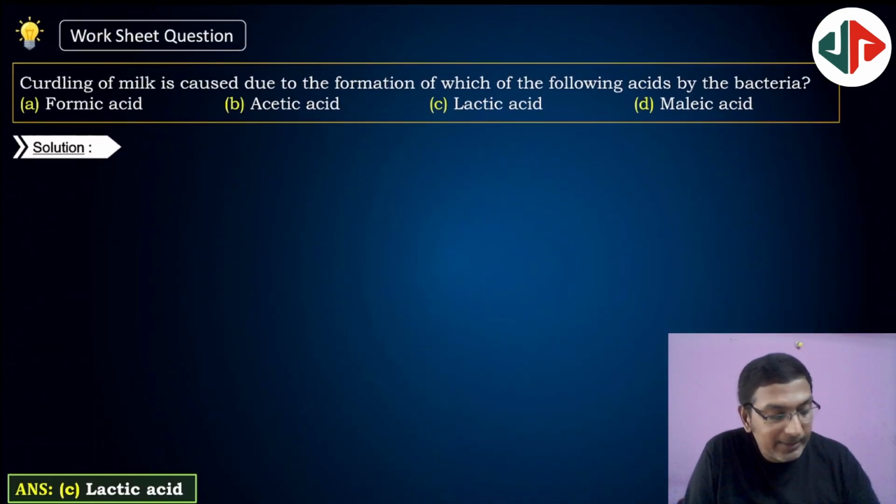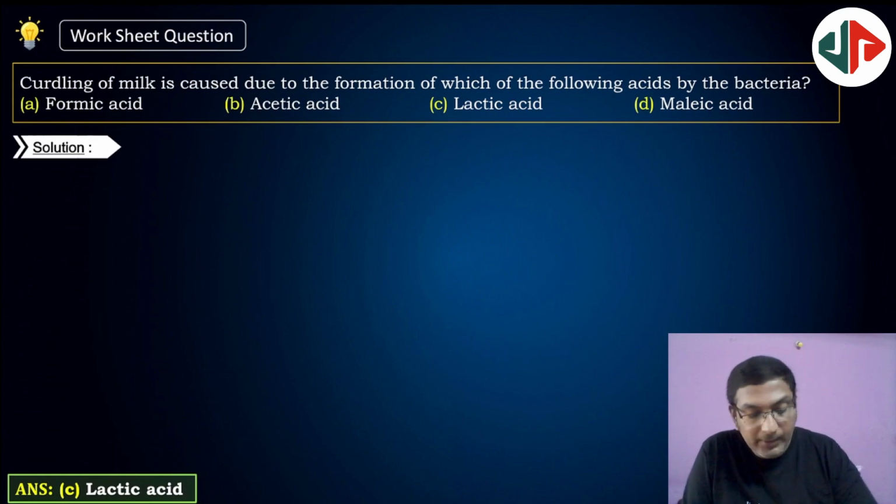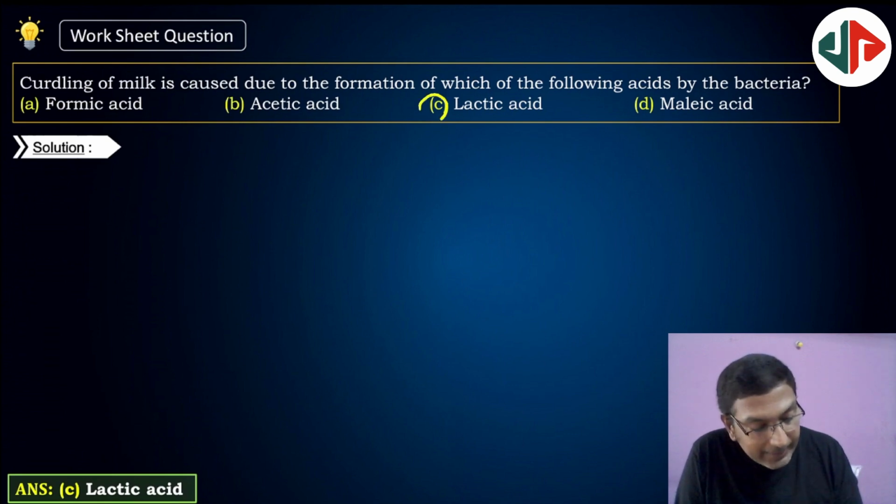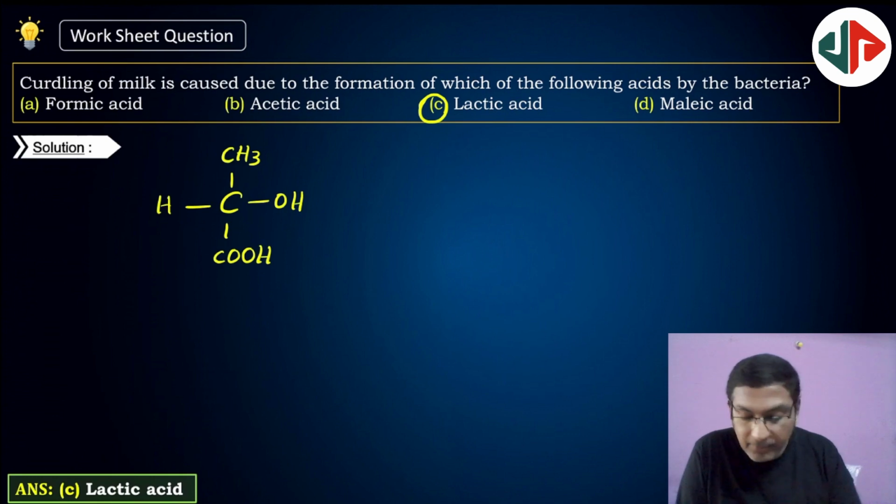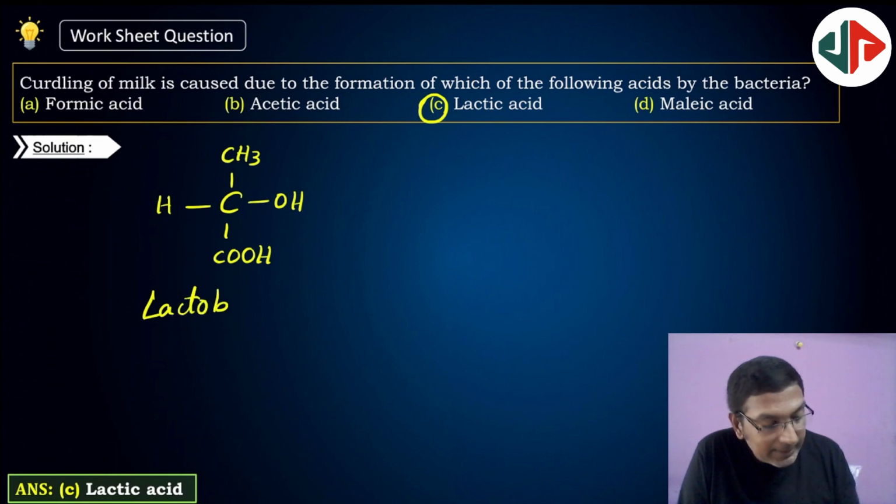Curding of milk is caused due to formation of which of the following acids by bacteria? Here lactic acid. Lactic acid formula, remember, it will be formed by lactobacillus bacteria.